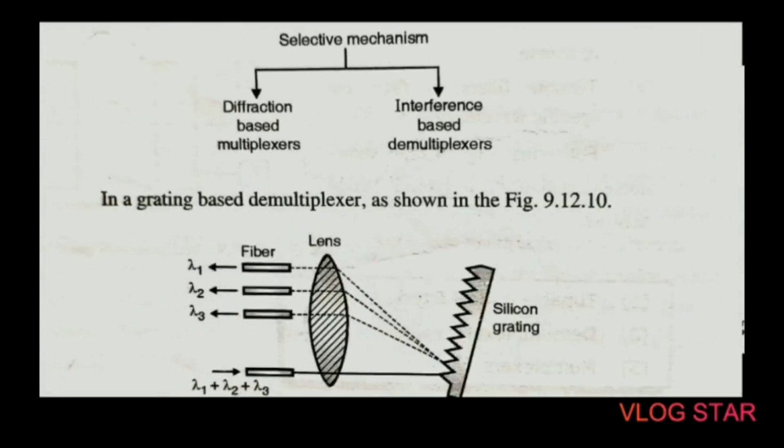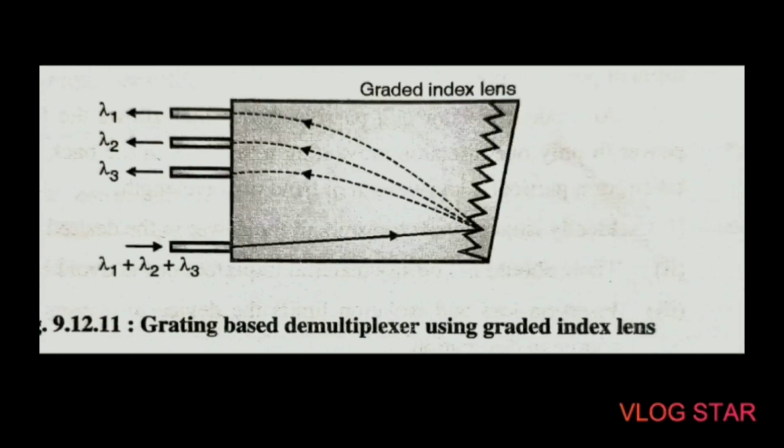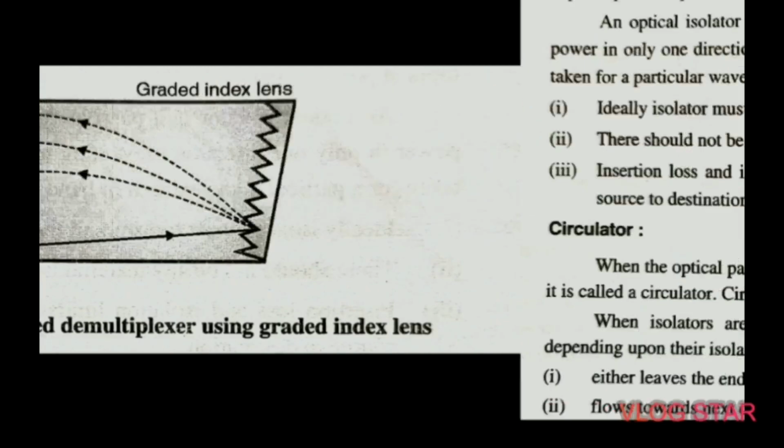Okay, so here we can replace this conventional lens also. In the second diagram, the grating based demultiplexer using a graded index lens, we can see that instead of using a lens we can use a graded index lens. So again lambda 1 plus lambda 2 plus lambda 3 is focused on that graded index lens, and the grating separates them into the individual terms, that is lambda 1, lambda 2 and lambda 3.